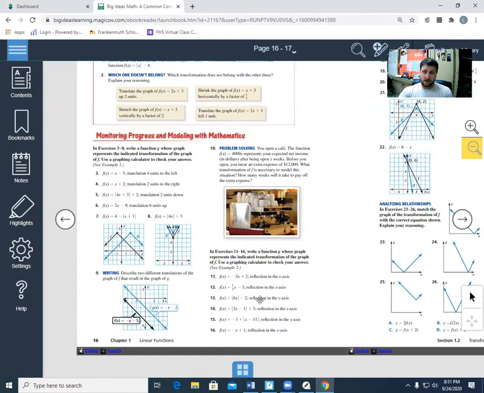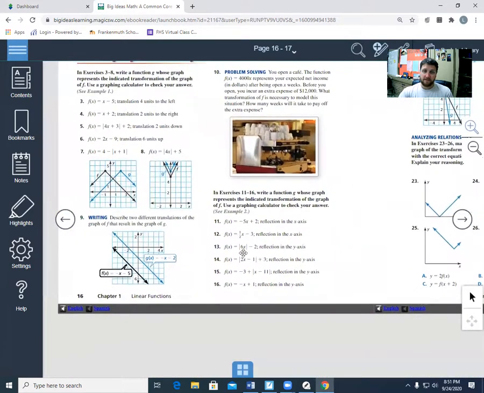Okay. So now if I look right here, it's specific. These are specifically saying, write a new function that represents the indicated transformation of the graph. So it's telling us that we have a specific function here, and then it wants us to reflect this function over the x-axis or reflect it over the y-axis.